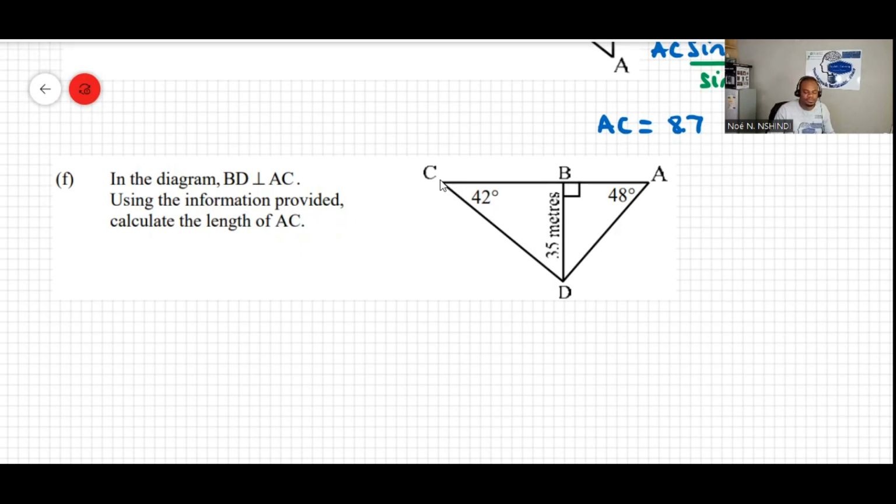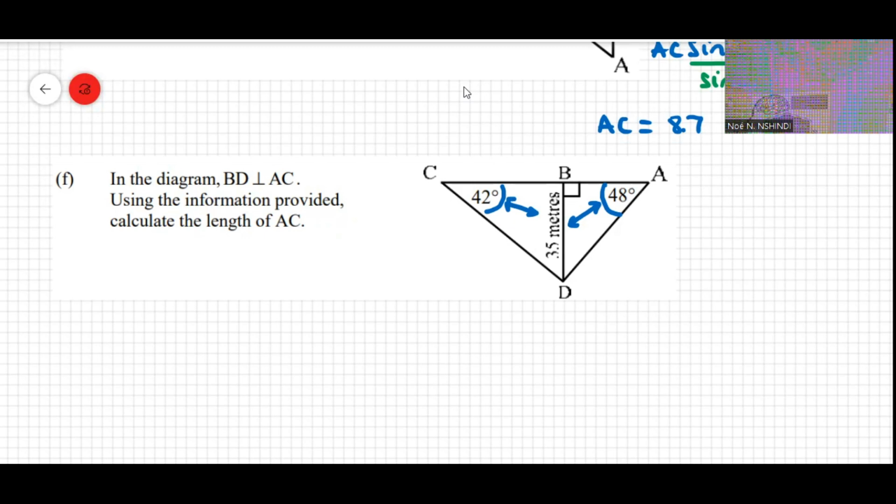And now we are looking for the length of AC. How can we do that? BD is given to be 3.5 meters. We notice that we have angle 48 degrees here. This angle is opposite to BD. Same also with the 42 degrees, which is also opposite to BD.